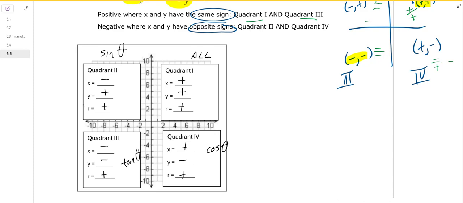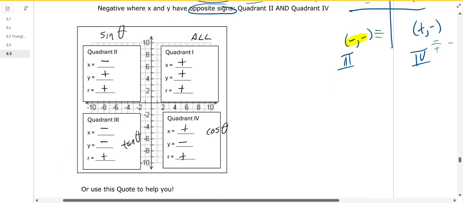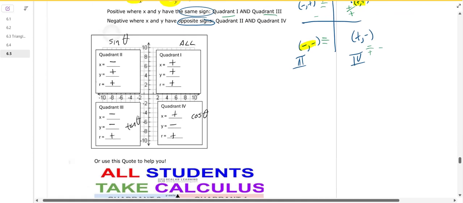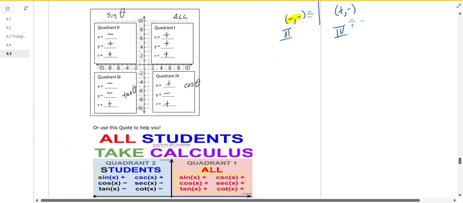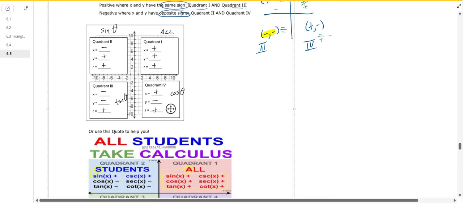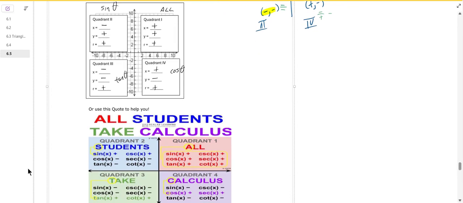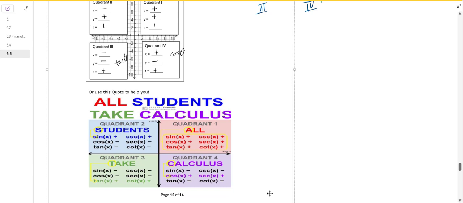There's a little statement that I've always seen teachers teach, and you see this if you Google it. This is another quick way to remember this: all students take calculus. The "all" stands for quadrant 1. Every single trig function is positive in quadrant 1. The "students" stands for sine.